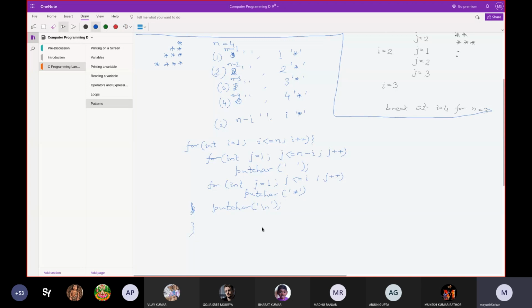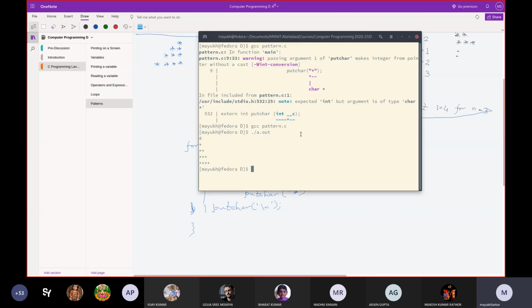Is the logic clear to all of you? So for each row, I am printing n minus i spaces, then I am printing i stars. First n minus i spaces are being printed. This for loop ends after printing n minus i spaces. Then this for loop starts printing i stars. Then it prints a new line. Then it goes to the next row by incrementing i. Is it clear to all of you?